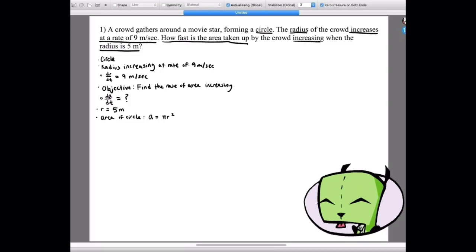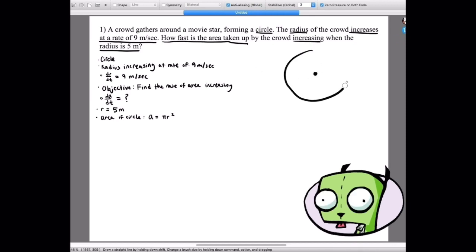Let's draw a representation of the problem. Let's draw the movie star right here, and then the crowd around the movie star. So this right here is the movie star. So this right here is 5 meters. That's the radius. So with this information, we're trying to find out how fast the crowd is increasing.